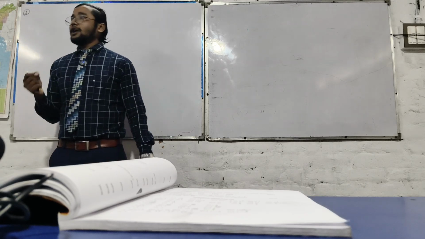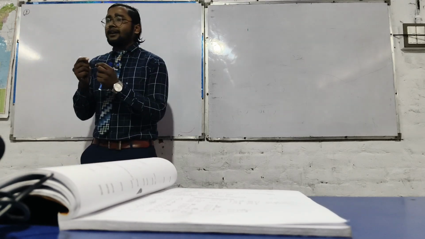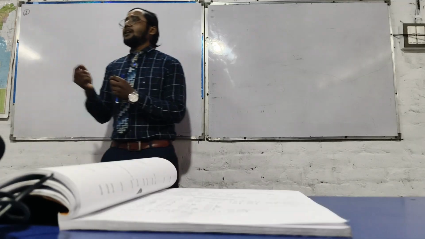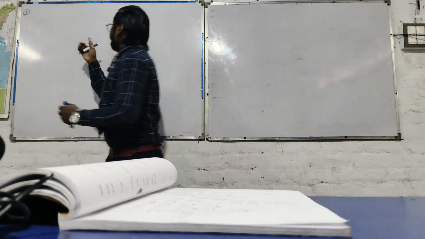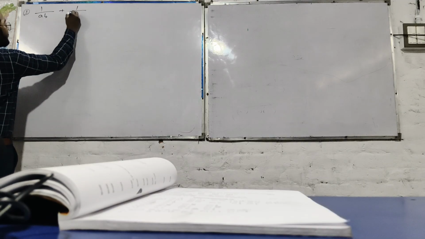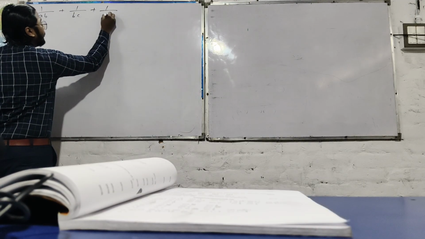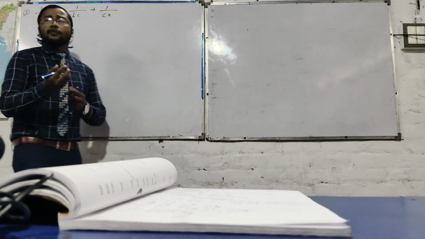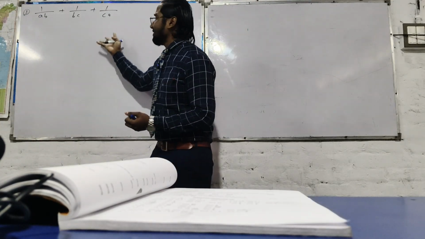Now we're going to discuss this. Sir, we have studied about the LCM. We studied about fractions. But sir, when a problem comes like this, for example, 1 by AB plus 1 by BC plus 1 by CA, how can we solve this type of question? And how can we take the LCM?